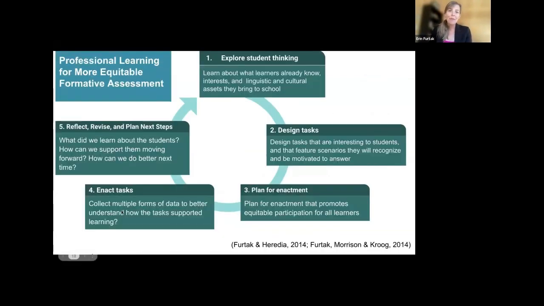And that process, which we call the formative assessment design cycle, is, I'm really coming to understand, an approach for professional learning that is intended to promote more equitable formative assessment in science classrooms, where we start by looking at what learners already know, their interests, and linguistic and cultural assets. We co-design tasks with teachers that are intended to be interesting and that feature scenarios the learners are motivated to answer. We make plans that promote equitable participation for all learners, and I'll show you an example of that a little bit later.